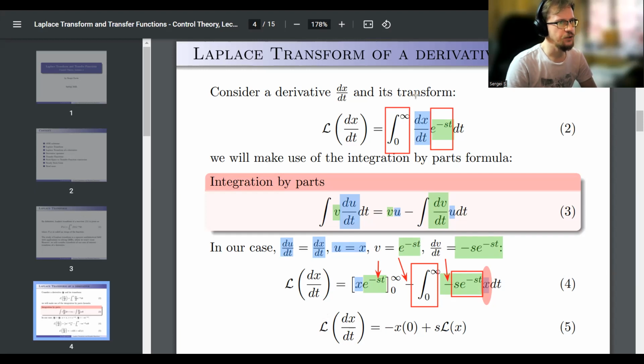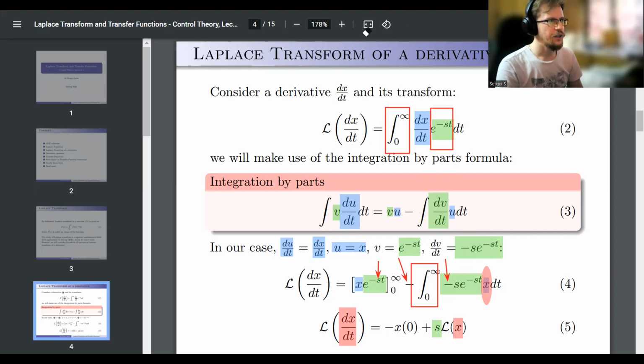So the Laplace transform of dx dt is initial conditions x of 0 plus the Laplace transform of x times s. This is the most important part, times s. Where did this s come from? Here, by the way, I made a mistake. I should have been more careful. The kernel is just this guy.